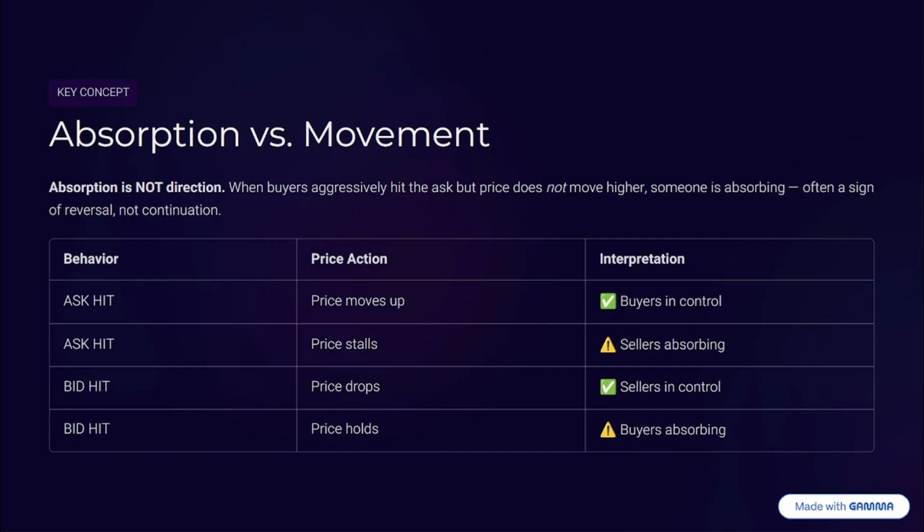Absorption versus movement. Absorption is not direction. When buyers aggressively hit the ask but price does not move higher, someone is absorbing. It's often a sign of reversal, not continuation. Studying the behavior, price action, and interpreting it correctly is the key concept. If the ask is hit and price moves up, buyers are in control. If the ask is hit and price stalls, it's sellers absorbing. If the bid is hit and price drops, sellers are in control. If the bid is hit and the price holds, it's buyers absorbing the action.